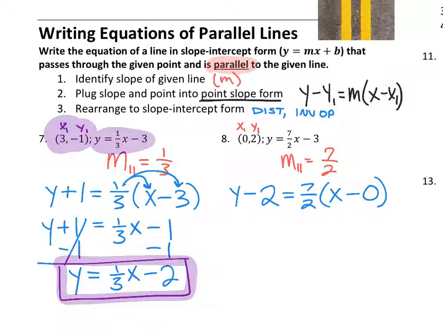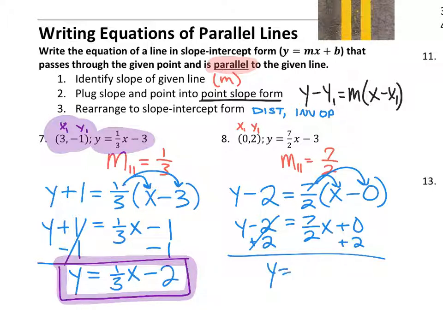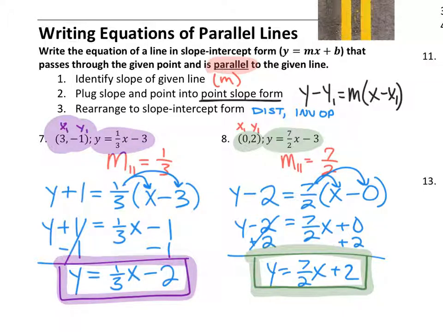For those of you waiting on me to make sure we got this one right, if we distribute, 7/2 times x is 7/2x. 7/2 times 0 is 0. And the only inverse operation I have to do here is what? Add. The inverse of subtracting is adding. So I should have 7/2x plus 2 as my slope-intercept form equation. And then we just head over to Desmos to make sure that all of the information they gave me in the question, the equation and the point, makes sense with my answer. That the line I get is parallel to that one, and it goes through that point.